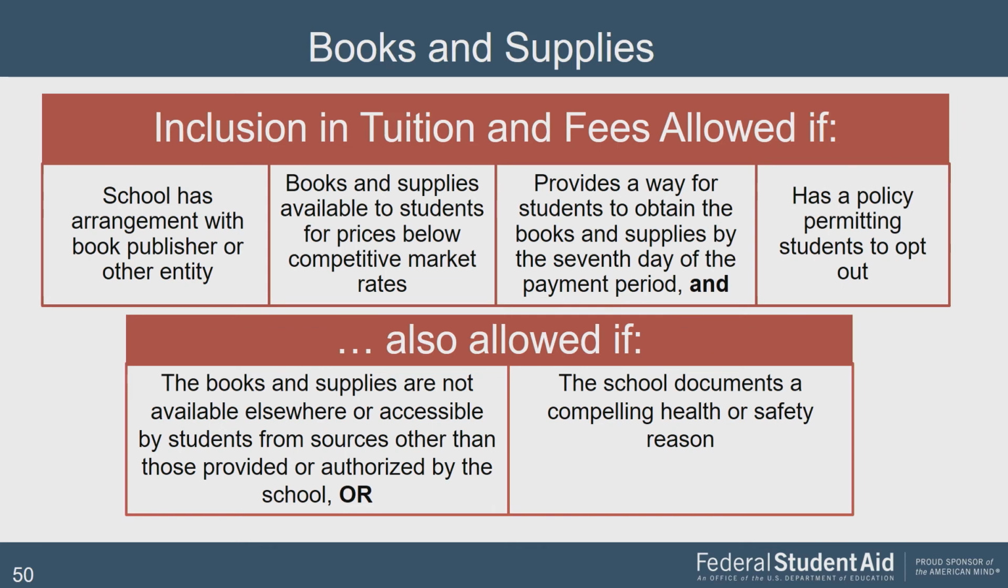They are considered to be included in tuition and fees, and this is allowed in these particular circumstances that you see on the screen. You've made arrangements with the book publisher. They're available to students for competitive prices in the competitive market. There's an easy way for the student to get those books and supplies by the 7th day of that payment period. And there's a policy that allows the student to opt out of getting their books and supplies from these places. Okay?